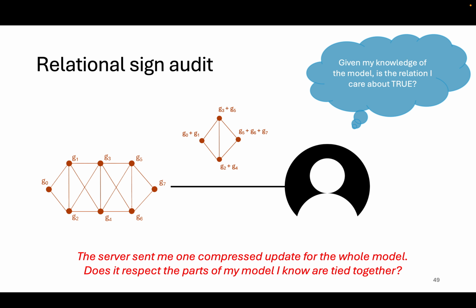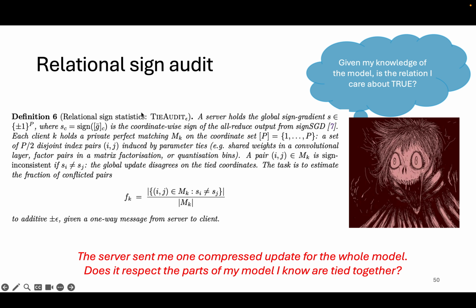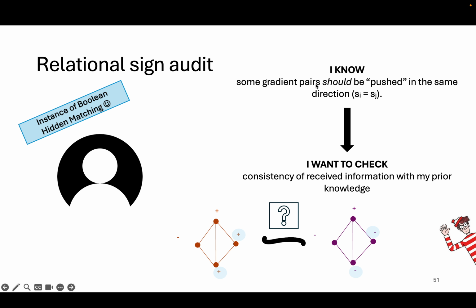So this original problem is: I've got a server, I've got a client, and the client basically wants to know, given their knowledge of the model, whether the relationship they're looking at is true or not. They know that the server is going to send them a compressed update, and they want to know if that update is respecting the parts of the model that they know are tied together, that they have some relationship that they are expecting. The way in which we formulated this problem is a bit long, but essentially we're asking if, given what we know, some gradient pairs should be pushed in the same direction, they should both be plus, they should both be minus. We want to check if there's consistency with that knowledge given the received information.